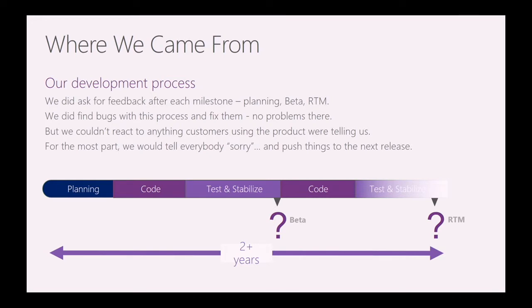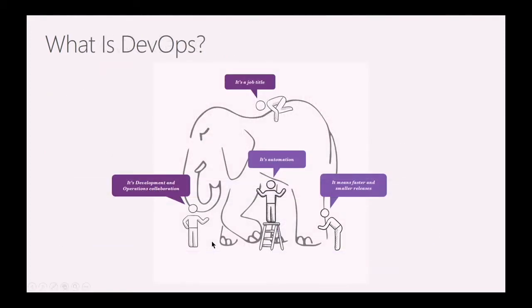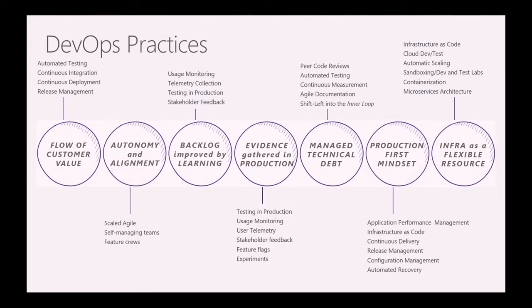But what we want is to get to a world where we're able to respond more quickly and get more incremental updates out to continuously be delivering additional value. And what makes that possible is DevOps. Now, if you ask people what is DevOps, there's a million different answers. It's a job title, it's automation, it's faster and smaller releases, it's the marriage of developers and operations, it's a whole bunch of things. And there are DevOps practices, and this is an extremely scary slide.